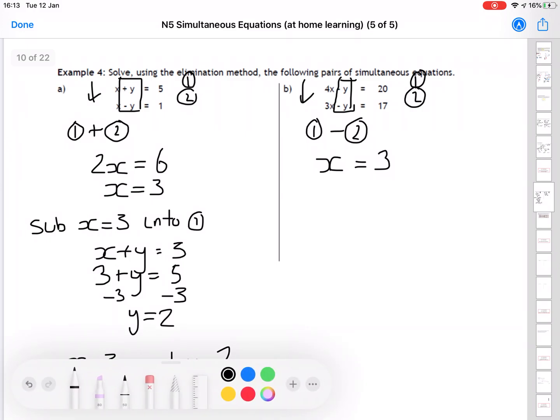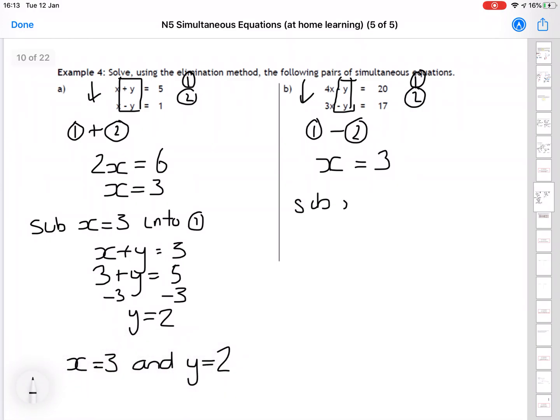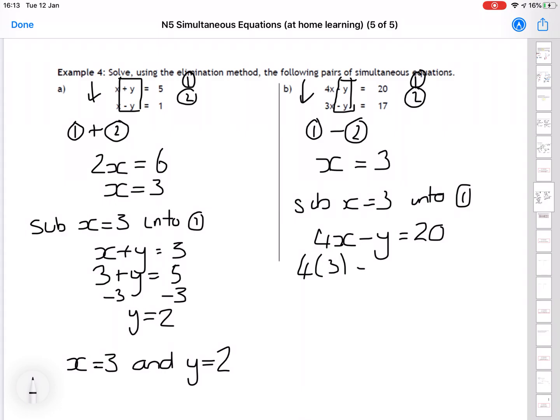Okay. Now that we have a value for x, we're going to substitute that back into equation 1. So substitute x equals 3 into equation number 1. Equation number 1 was 4x minus y equals 20. I know that x is 3, so that's going to become 4 times 3 minus y equals 20. So 4 times 3, that's 12, minus y equals 20.